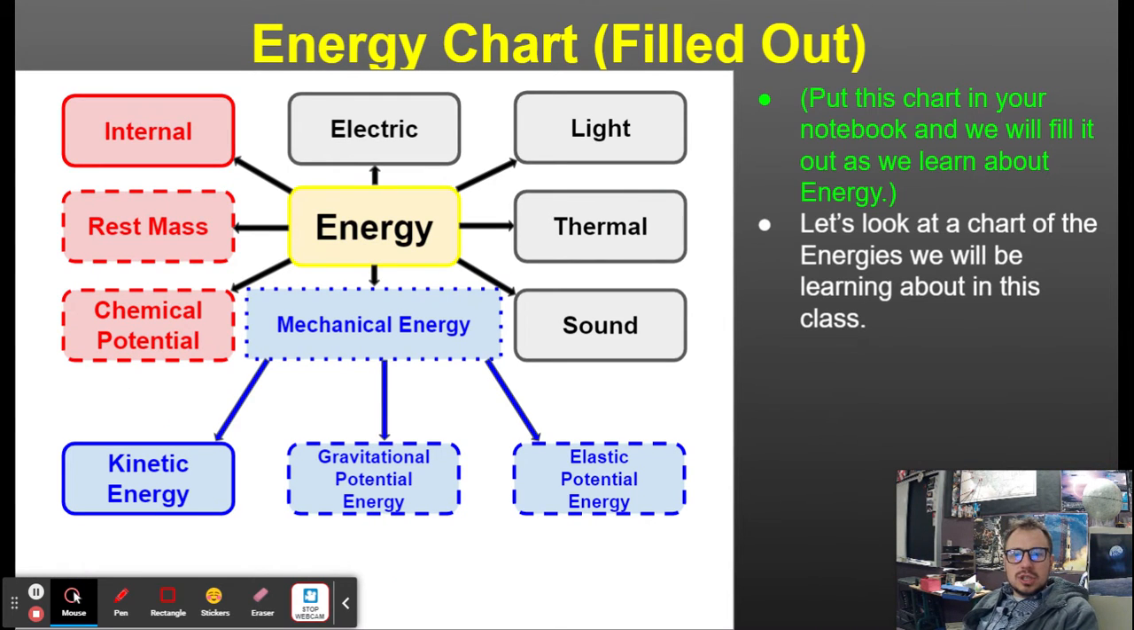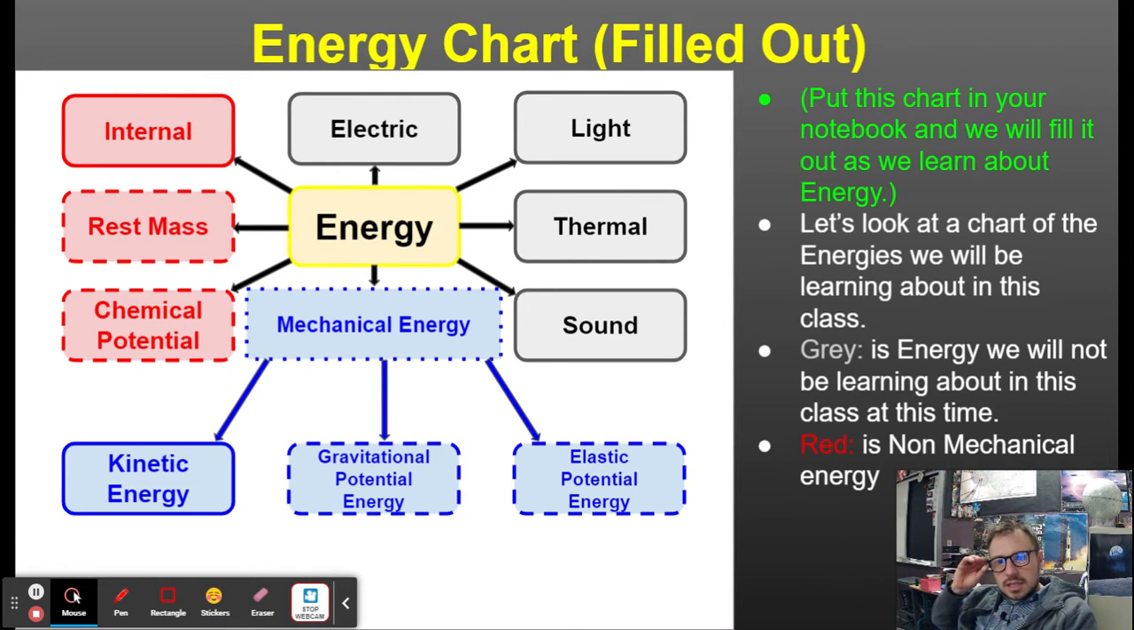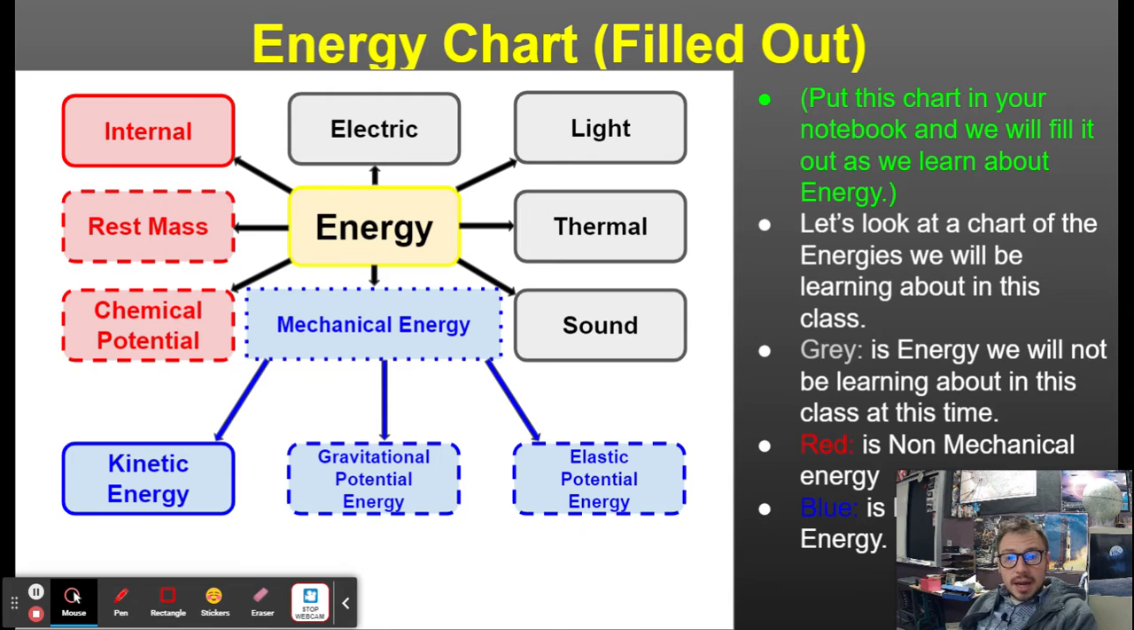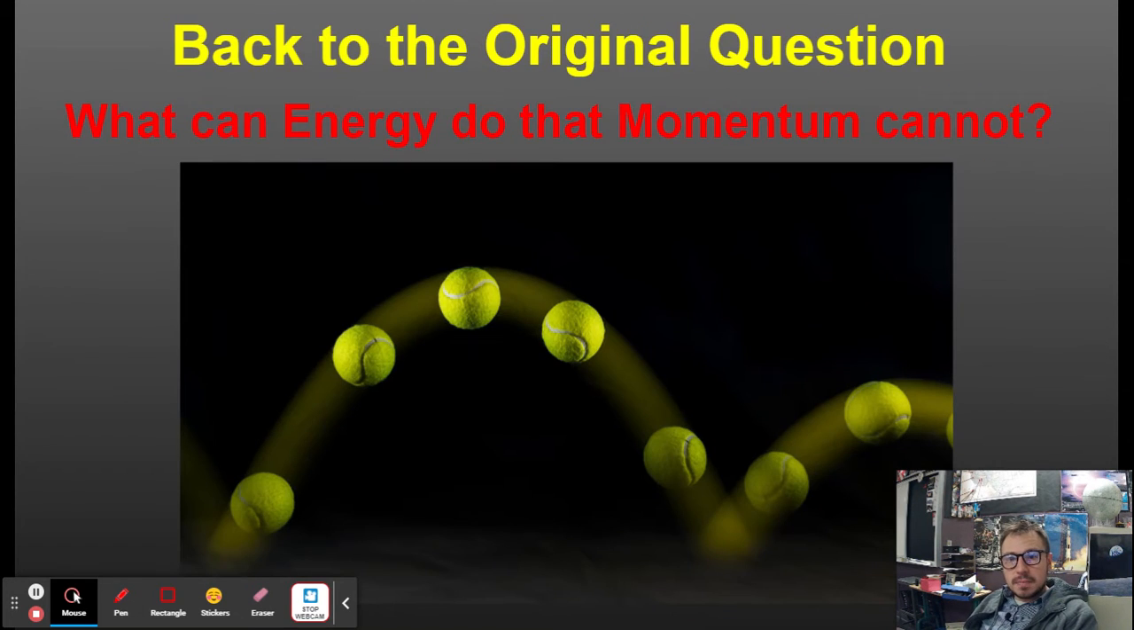So this is our chart, right? That we're going to fill out, and you can see here that gray is energy that we'll not be learning about this class at this time. There'll be units later on that. Red is non-mechanical energy. Blue is mechanical energy, which is energy that we're going to talk about moving forward. And dash lines, those are forms of potential energy. So this just helps us keep track of all the types of energy. But moving forward, we're really going to deep dive into that mechanical energy.